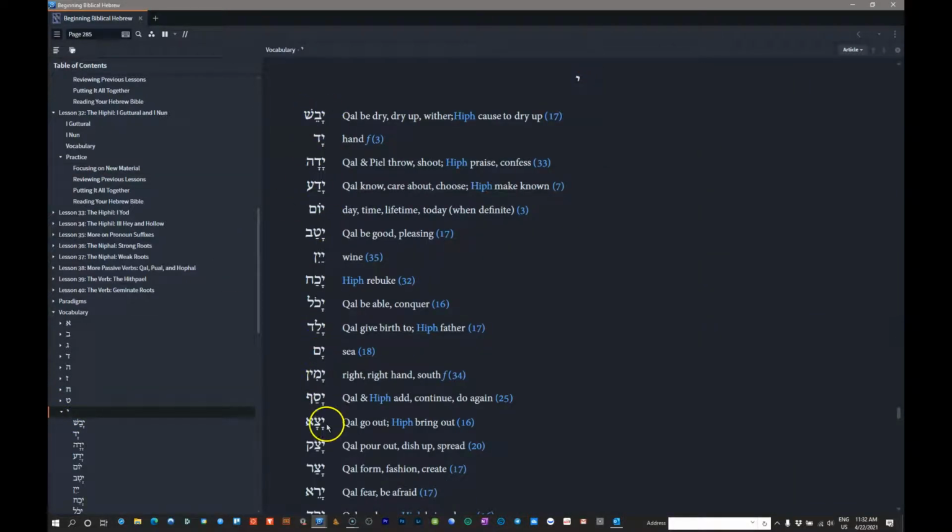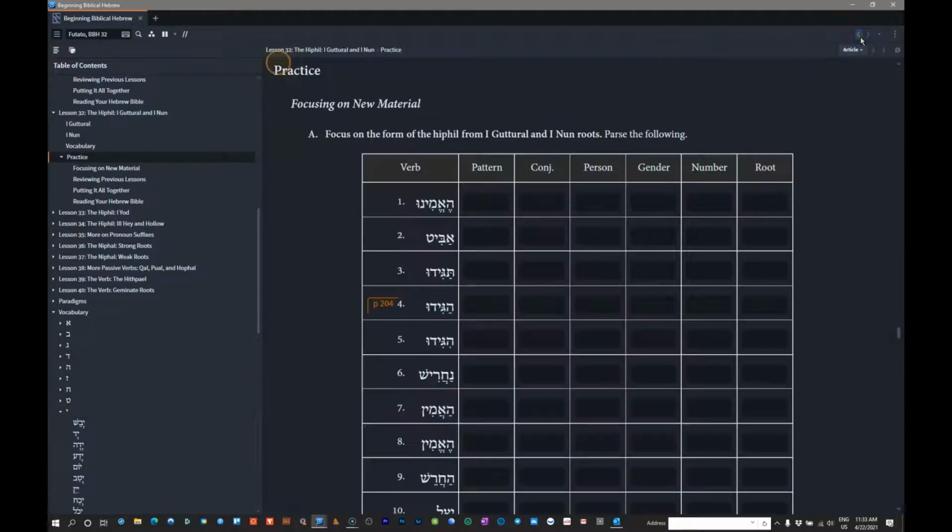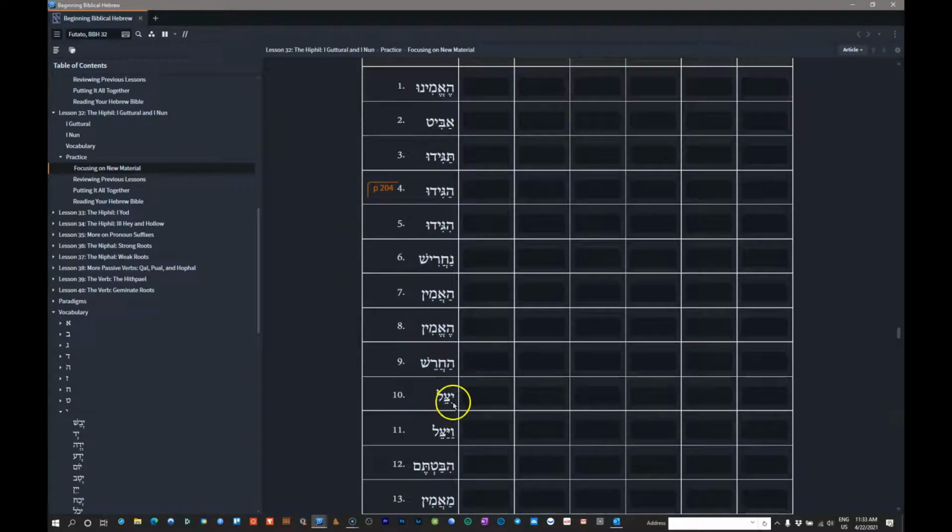Yod tsade, yod tsade, yod tsade aleph. We need yod tsade lamed. Yod tsade qof. Oh, there is no yod tsade lamed. So yatsal can't be my root. Right? That's why this is tricky, because when you look at it, here we go.